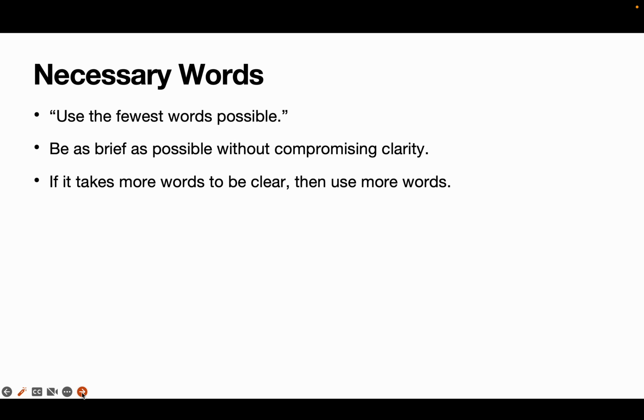You want to just use necessary words, okay? Use the fewest words possible. Be as brief as possible without compromising clarity. If it takes more words to be clear, then of course you're going to use more words, but a lot of times we can just keep it simple.